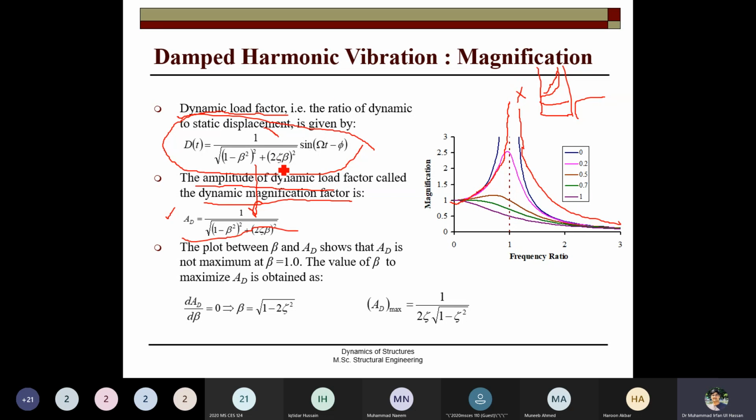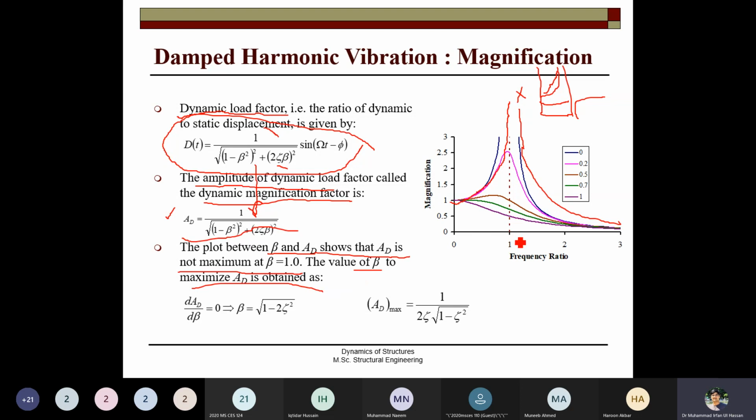If you put 1 in the frequency, and damping is also involved. Now with damping, in the previous expression of the undamped vibration, the damping was not involved. So here the damping is also involved, so it depends upon damping. For larger damping there is no higher magnification, but for smaller damping, when the frequency ratio beta is 1, or not exactly 1 in this case but closer to 1, we see the resonance condition. So the plot between the beta and the AD shows that the AD is not maximum at beta 1, the value of the beta to maximize AD.